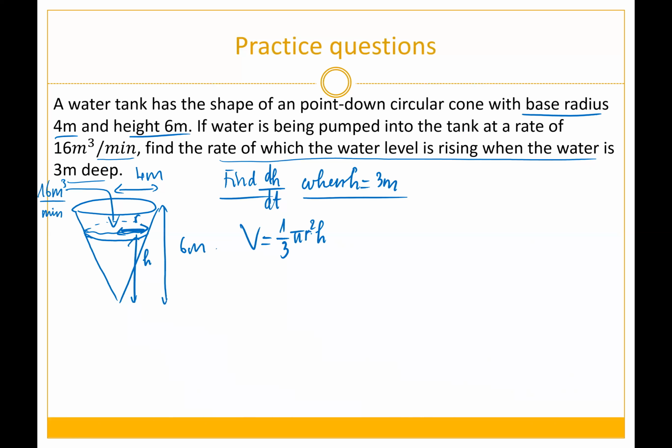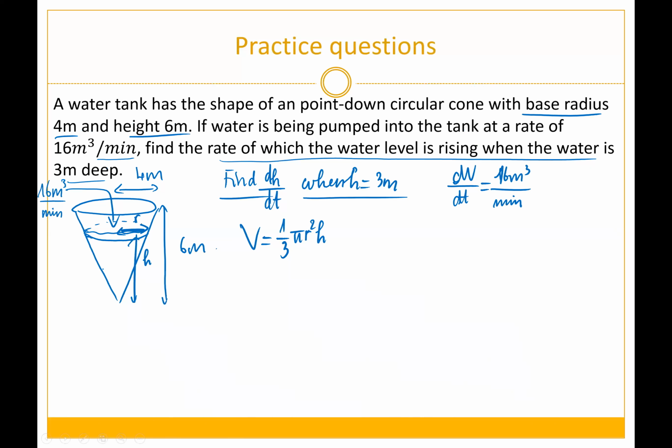So with that, you're going to have the relationship. Now the next step is to try to put everything in just one variable. So let's look at the problem and see what else we haven't used. What's given is dV over dt is 16 meters cubed per 1 minute, and we also have the radius and the height, which we haven't used here. That is where we have the relations.